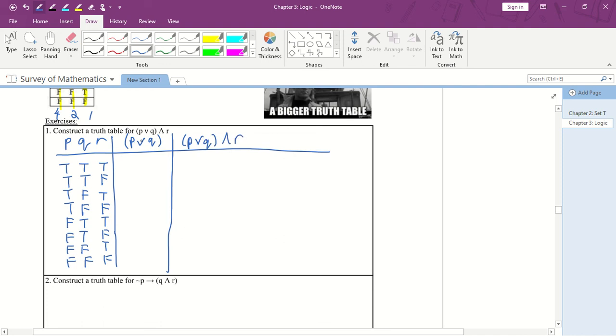Okay? Look at here. P or Q means that only both false can make it false. See, look at here. When it's P or Q, you only focus on P and Q. So true, there makes it true. True. True, false, yes.